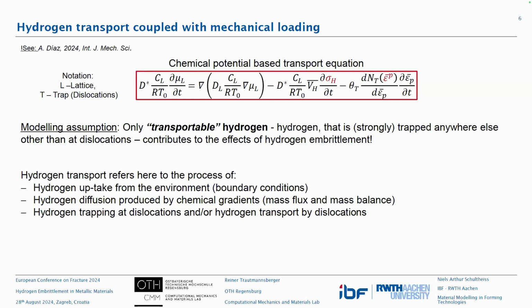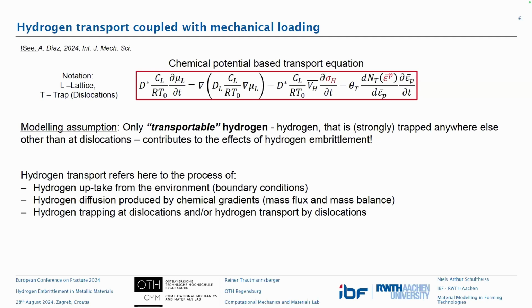Also, briefly mention what hydrogen transport within the material actually is in this context. It's just the uptake of the hydrogen from the environment. And then it's the normal lattice diffusion, which is influenced by the hydrostatic stress, which is commonly agreed upon. And then also we have increased hydrogen at dislocations, and maybe the dislocations can also transport the hydrogen.